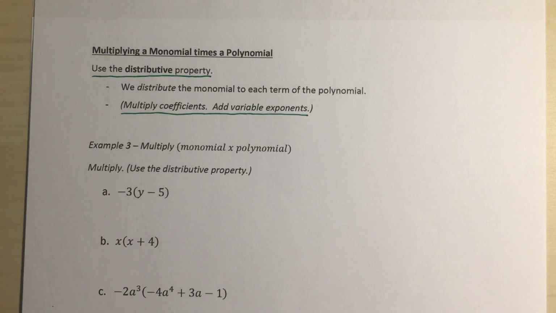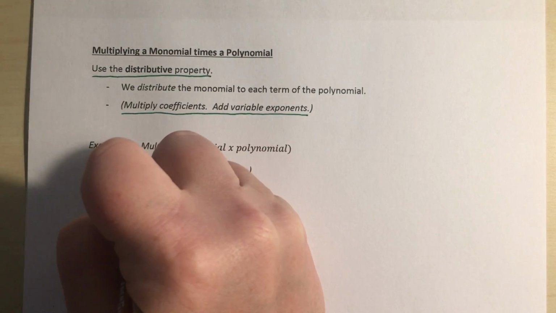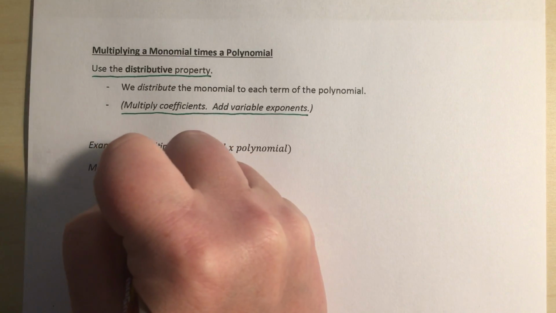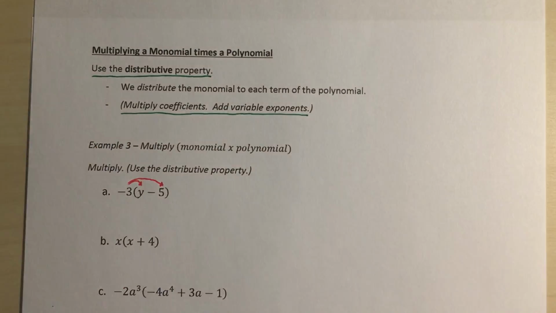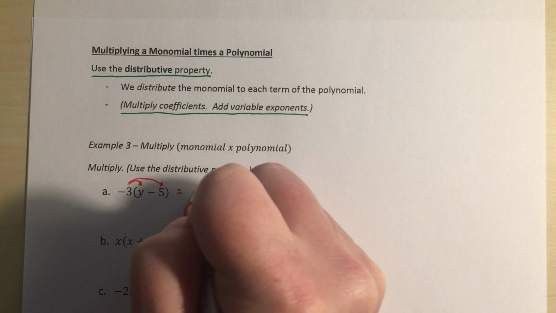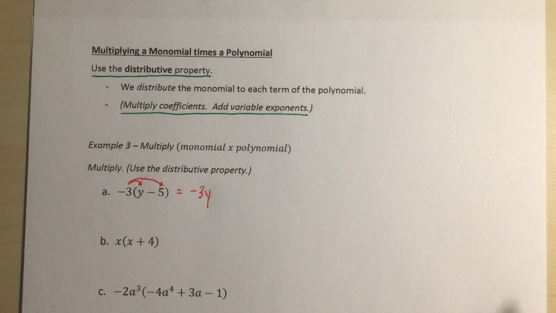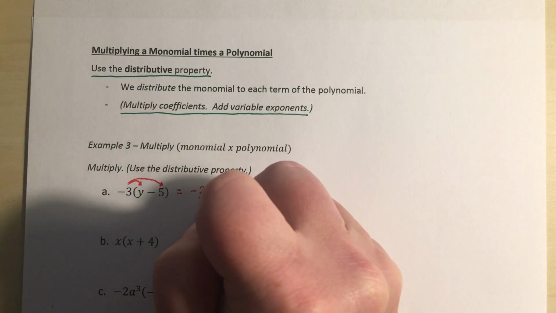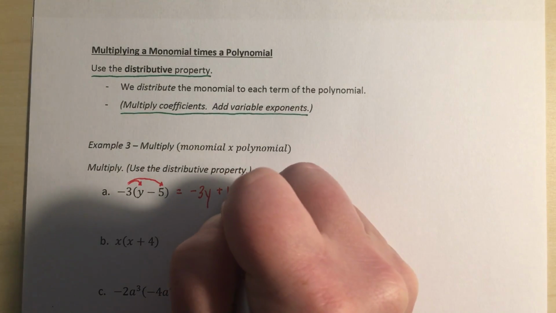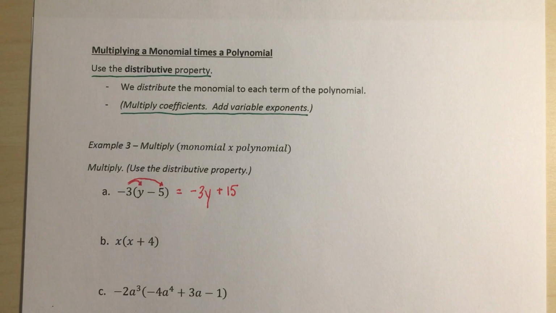So for example A, we have -3 times y minus 5. We've actually seen problems like this already. Our monomial out front is just a number. So we're going to take that number and distribute it to our terms inside. -3 times positive y is going to give us a -3y. -3 times -5 is going to give us a positive 15. Right, as we're using our distributive property, make sure that we're using our sign rules accordingly.